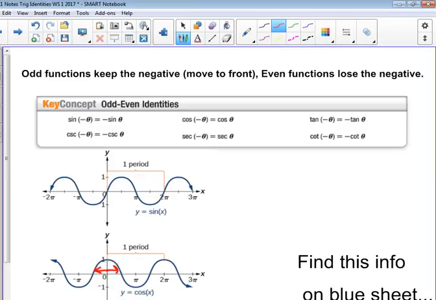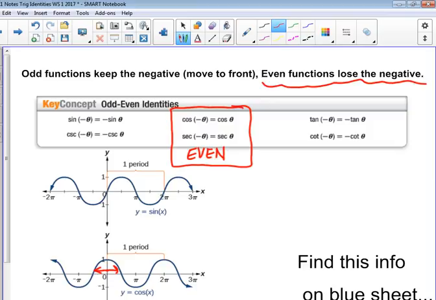Which functions are even? Cosine and its reciprocal. Okay, these are even functions. So what happens is it doesn't matter if you have that negative, it just goes away. Okay, it says here even functions lose the negative.